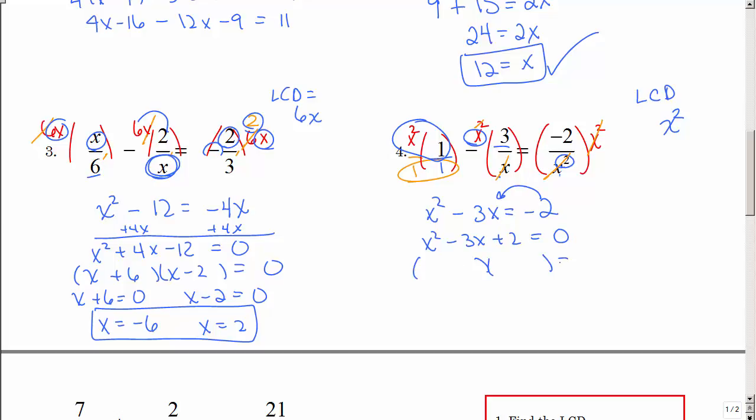I'm going to factor. What multiplies to get 2 and adds to get negative 3? Set them both equal to 0 and solve.